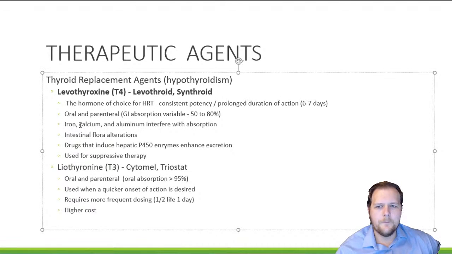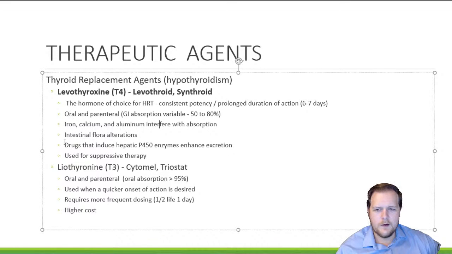Anyway, big things to note in terms of drug interactions here is that things like iron, calcium, and aluminum can interfere with the absorption. So just like we saw with the fluoroquinolones, how calcium can bind to the drugs in the GI tract and prevent them from being absorbed, this can do the same thing. So make sure they're separating out their thyroid hormone from other things like iron containing multivitamins or milk or things like that, okay?